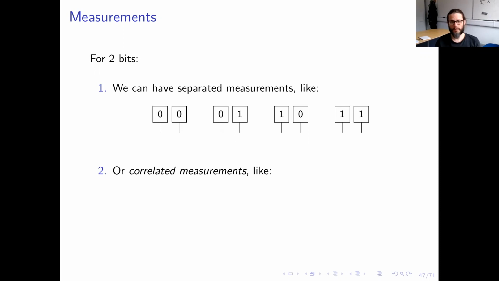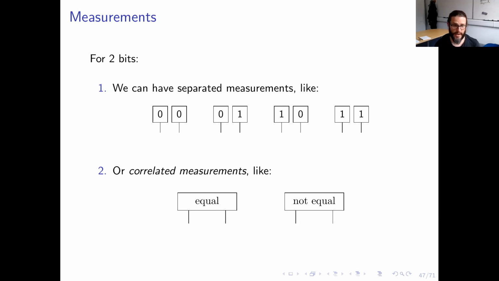Or I could have correlated measurements. So 2 bits, and I could just ask, are these 2 bits equal to each other? Okay, and that has 2 answers. That has yes or no. Okay, and I can represent each of these by an effect. Okay, so that's like an answer that I get when I ask the question.